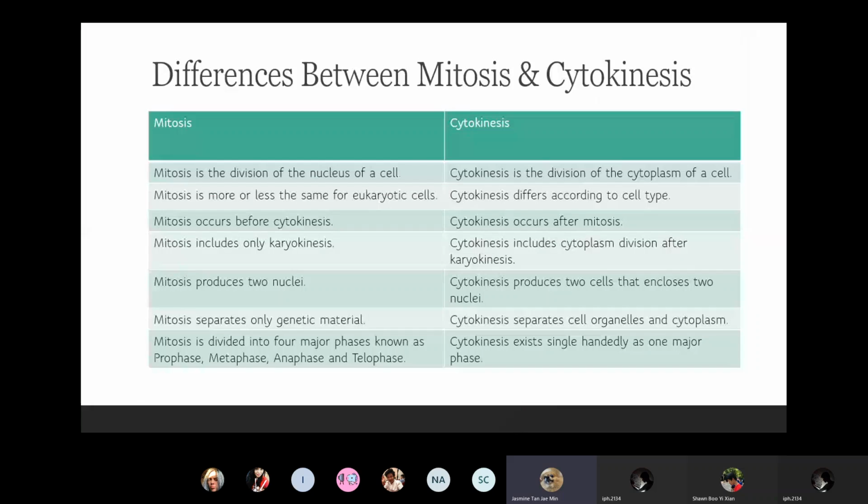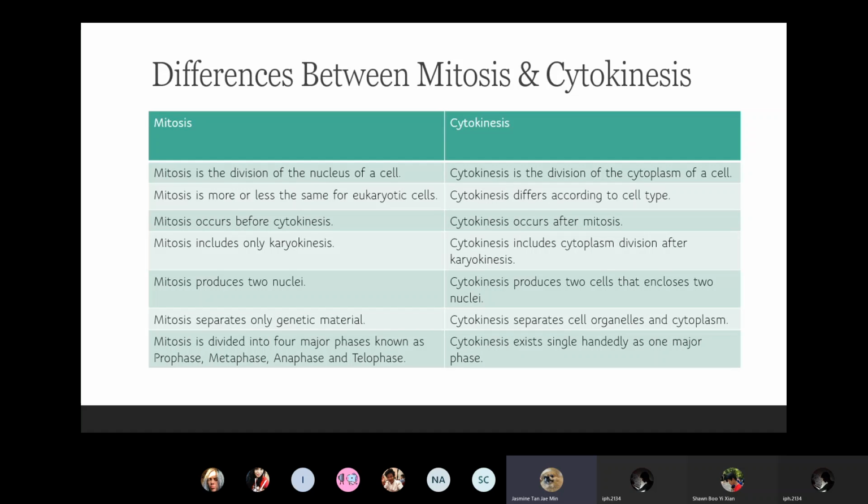Now we'll be moving on to the differences between mitosis and cytokinesis. So first of all, mitosis is the division of the nucleus of a cell, whereas cytokinesis is the division of the cytoplasm of a cell. And mitosis is more or less the same for eukaryotic cells. However, cytokinesis differs according to cell type.